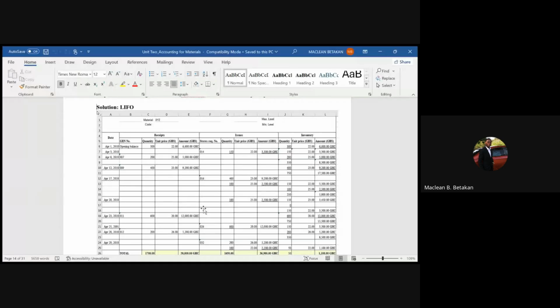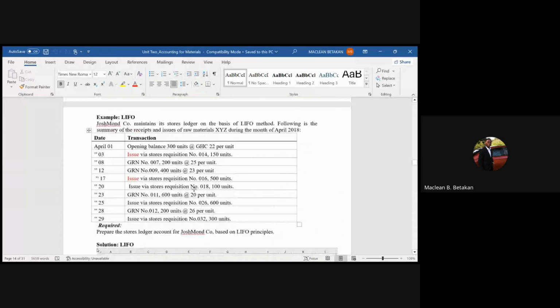So let me take it again. I was saying that for the opening balance of 300 units, it will be the same as FIFO. And for the first issue, it will also be the same as FIFO.